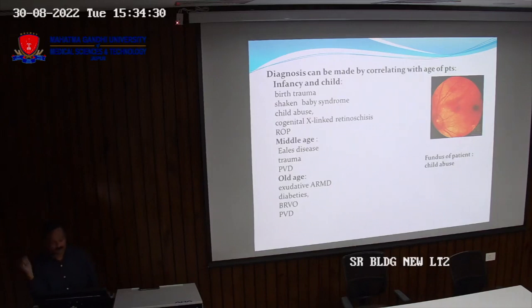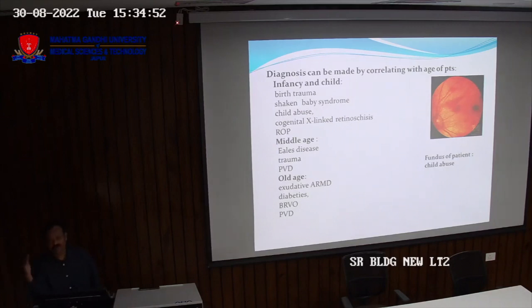Or child abuse, or congenital X-linked retinoschisis. This is one of the congenital disorders where there is a splitting of the retinal layers. Retinoschisis means splitting of the retinal layers, and that can rupture and give rise to vitreous hemorrhage. ROP we have discussed.